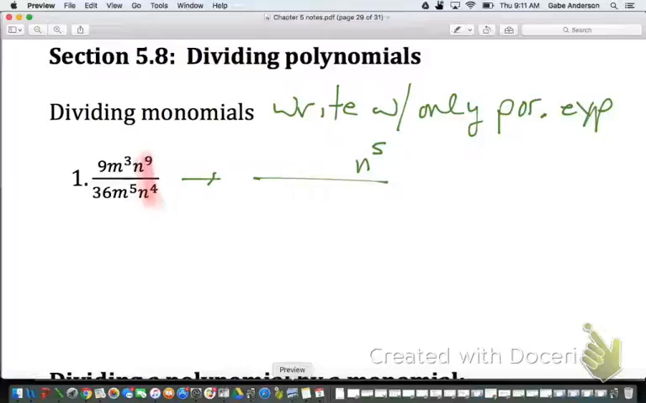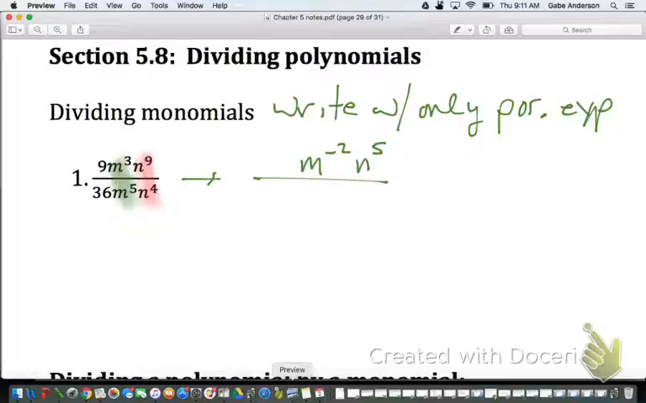I hope it does. The next thing I'd tackle as I move from right to left here would be my m's. My m's are m to the 3rd over m to the 5. And so whenever you're dividing like bases, you subtract your exponents and you write the answer in the top. So this one's a little bit different. 3 minus 5, negative 2, right? So I would write m to the negative 2 up there in the top.